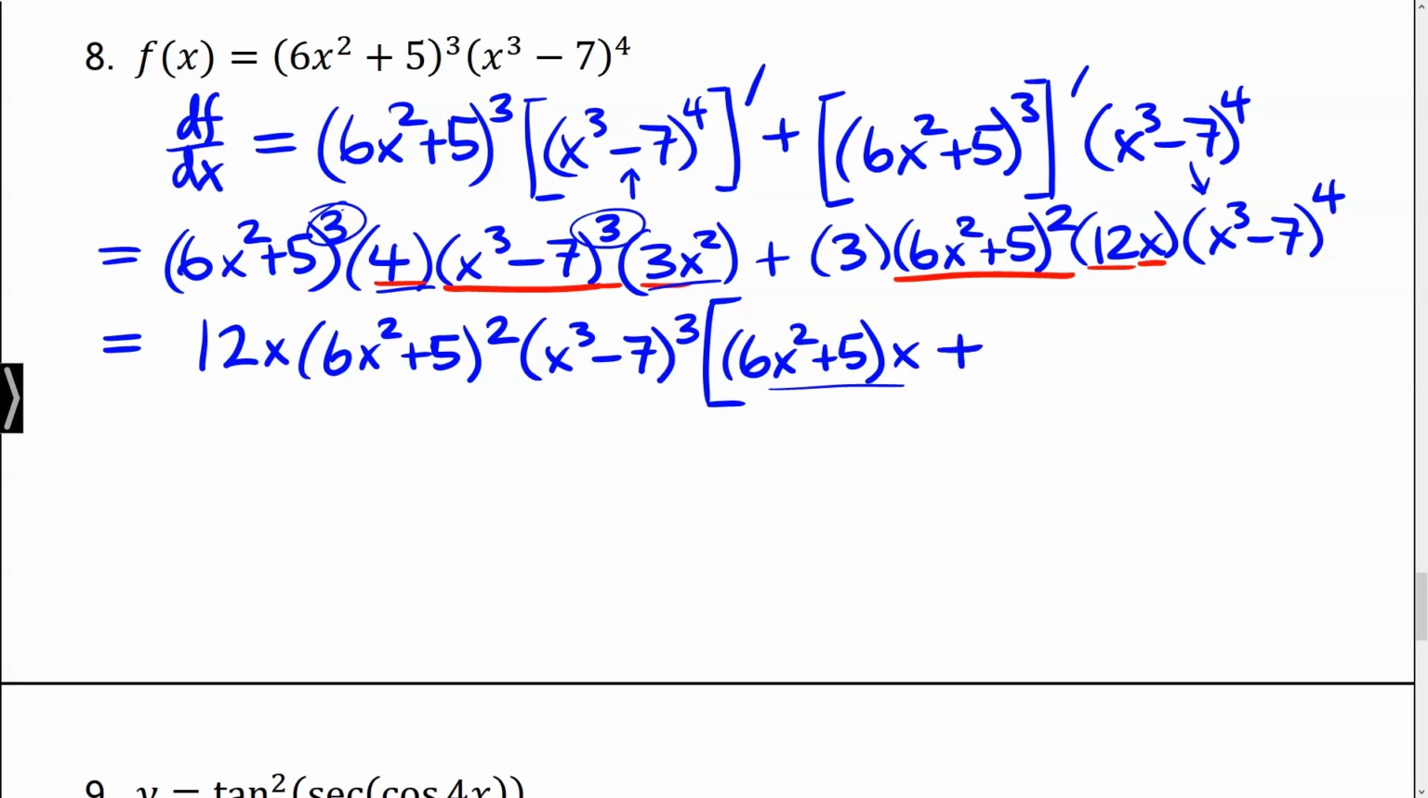Now we have to add what's left over from the second. Okay, so there's 12x. There's the 6x squared plus 5 squared. And then there's everything except one factor. We have to have an extra factor of this to make it to the 4th. So we got plus 3 times x cubed minus 7, a single factor of x cubed minus 7.